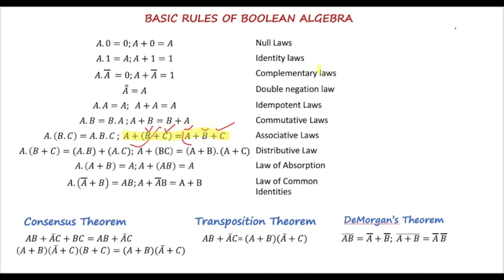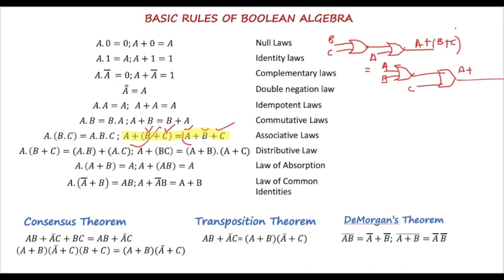Now I explain this relation. To explain this relation, here the AND gates, as I explained earlier, will be replaced by OR gates. B or C ORed with A, which gives A plus B plus C, which is the same as A or B, A or B ORed with C, which equals A plus B plus C.